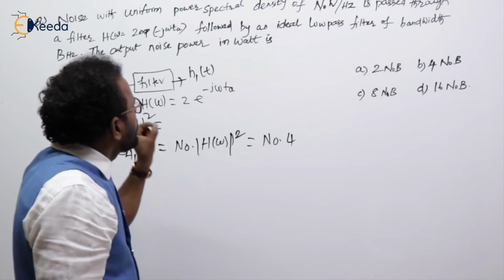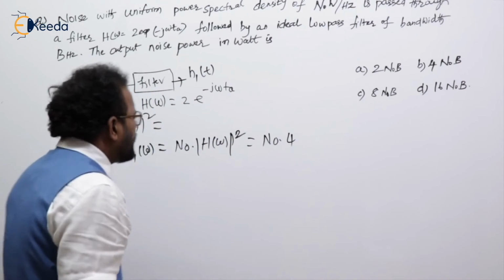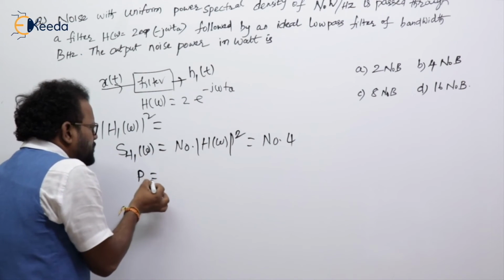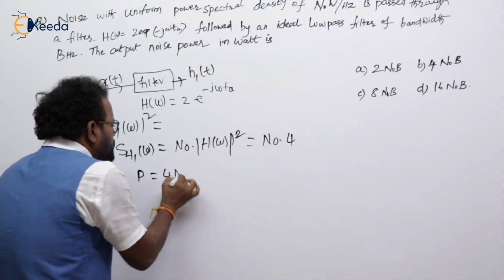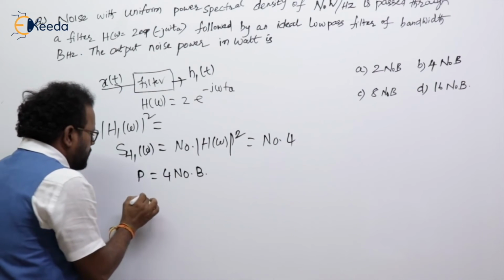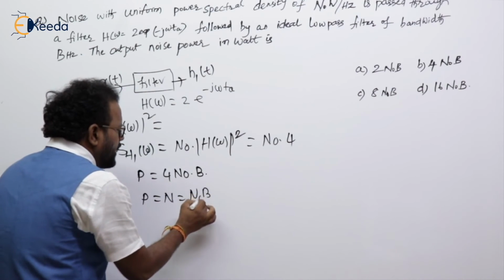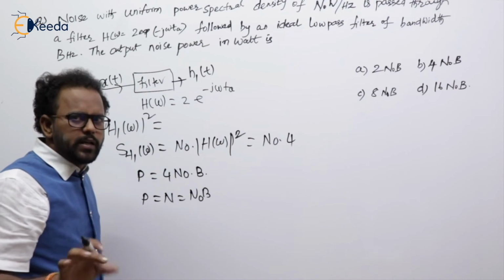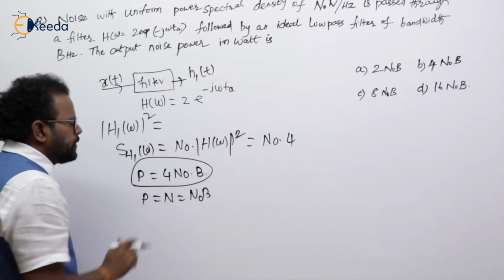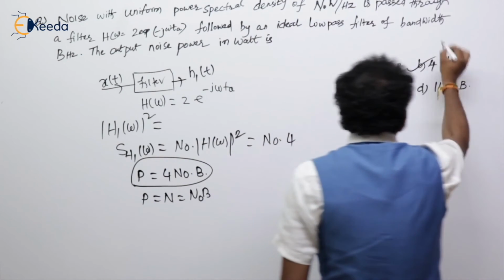Then that is followed by an ideal low pass filter with bandwidth of B. What is the power? Power is nothing but the area under the power spectral density, or I can also say power spectral density into bandwidth of the system. Because noise power is nothing but N0 into B, where N0 is the power spectral density. So the noise power is nothing but 4 N0 B. That is option B.